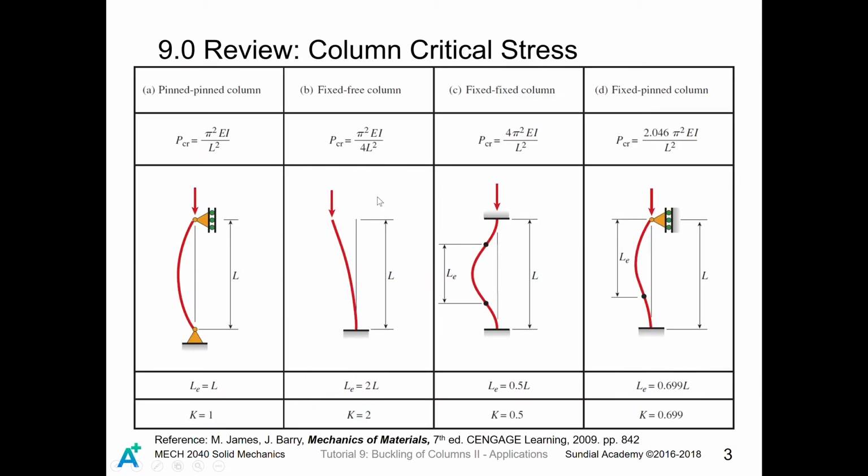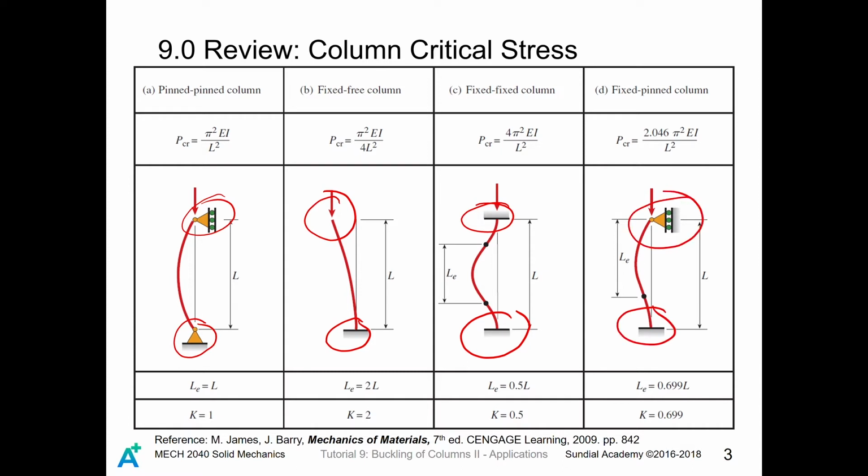First, let's give you a little basic review on the critical stress of columns. For different support conditions such as pinned column, fixed free column, fixed column, and fixed pinned column, they have different critical loads which are located here. It's worth remembering, or in case you are allowed to prepare a cheat sheet, you must jot those equations down for different support conditions.